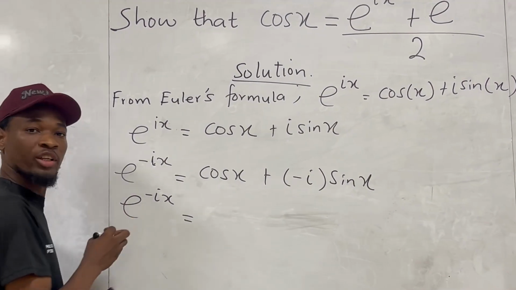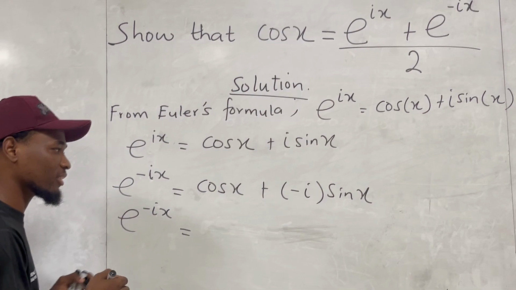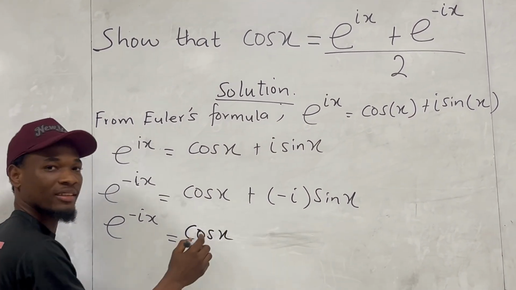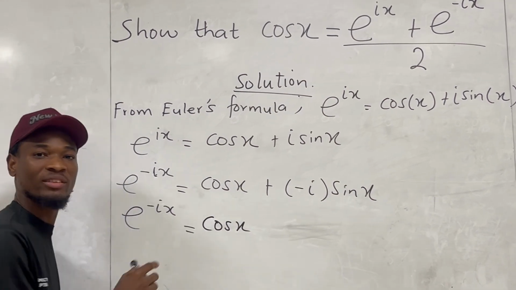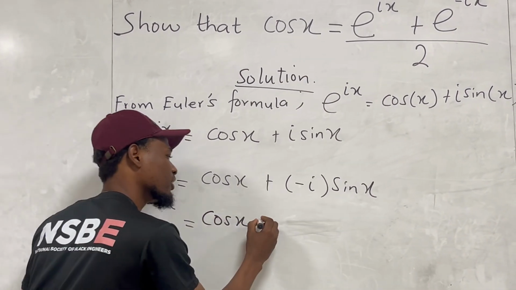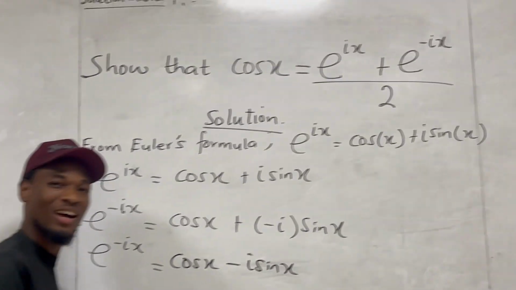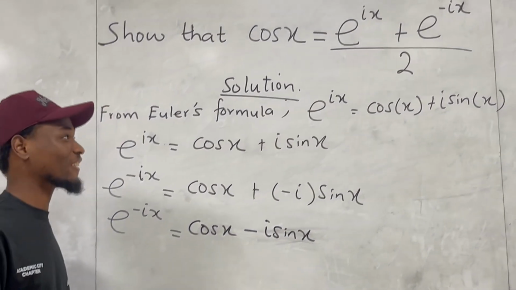Then so e to the power negative ix gives what? I have cos x, then negative and positive. When they commute, you have negative. I have negative i sine x. As simple as that.